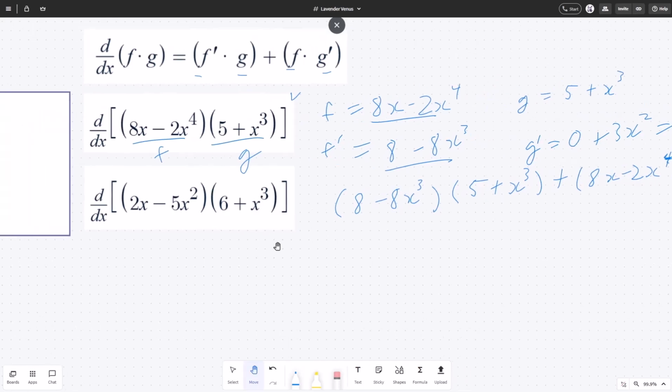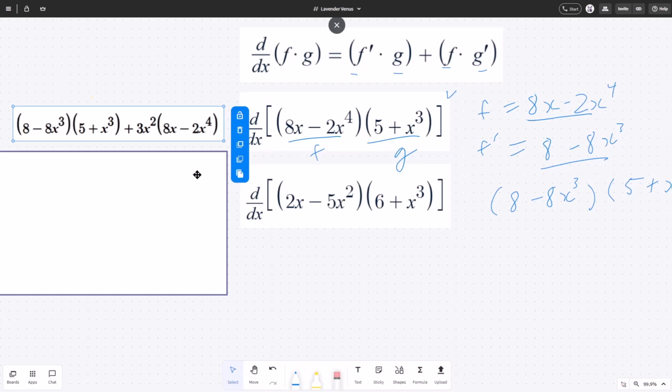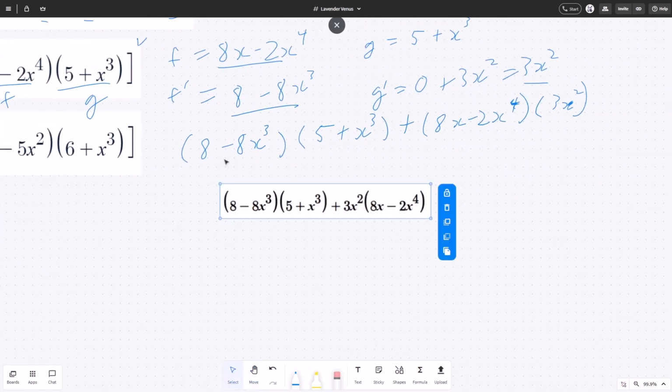That is the answer. Just to double check, if I move my answer sheet down, we have 8 minus 8x cubed times 5 plus x cubed, plus 3x squared multiplied by 8x minus 2x to the power 4.